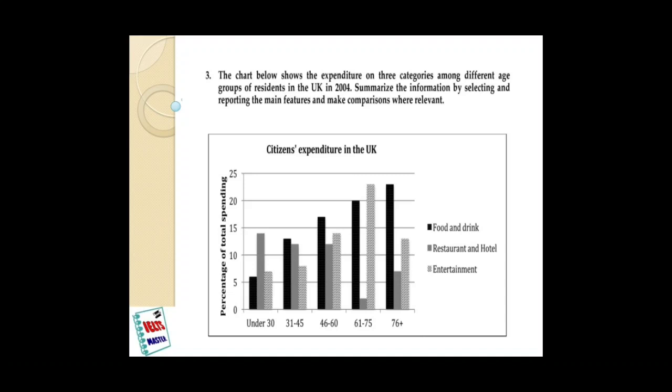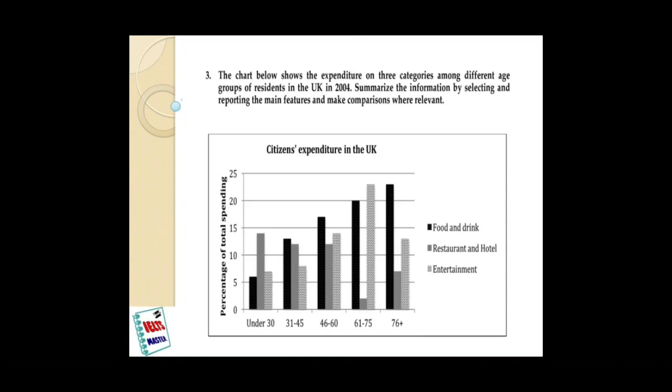So the bar graph that I have selected for today's video is: the chart below shows the expenditure on 3 categories among different age groups of residents in the UK in 2004. Summarize the information by selecting and reporting the main features and make comparisons where relevant.